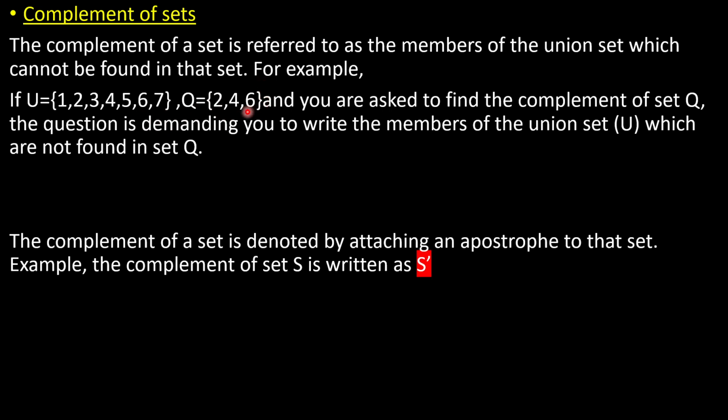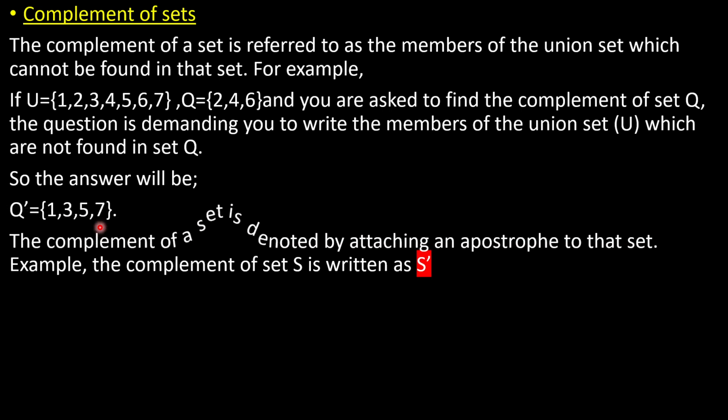So we now have our answer: Q complement equals 1, 3, 5, 7. Note that when you exclude the members of set Q from the members of set U, so take 2, 4, 6 out of set U, you will be remaining with 1, 3, 5, and 7. So that's how complement of sets is solved.